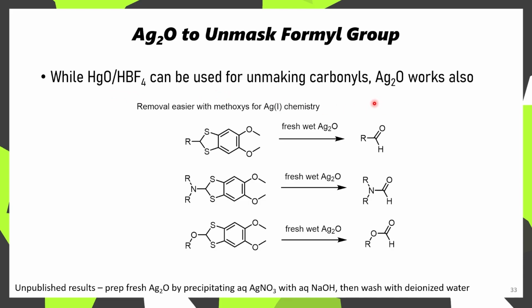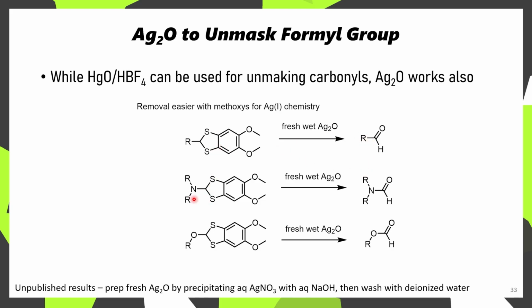We never published this, but just like you can use silver fluoride, you can use silver oxide. You could probably even add in other stuff using other silver salts. There's no reason why you couldn't, as long as the intermediate compound is relatively stable. So if you do this with a carbon-containing analog, you'll get the corresponding aldehyde.